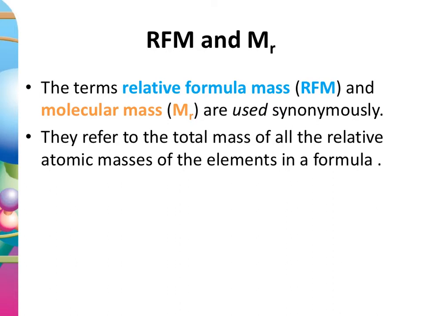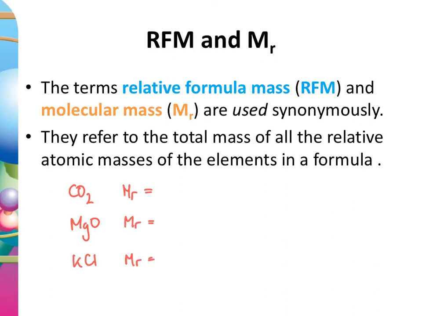So just to illustrate what we mean by the total mass of all the relative atomic masses of the elements in a formula, I'm going to give some very simple formulae. We're going to do a couple of examples just to start us off, just to make sure that we understand what I'm saying here. So I'm going to list a few formulae, and then we're going to do the MRs for those formulae. I've gone with carbon dioxide, magnesium oxide, and potassium chloride.